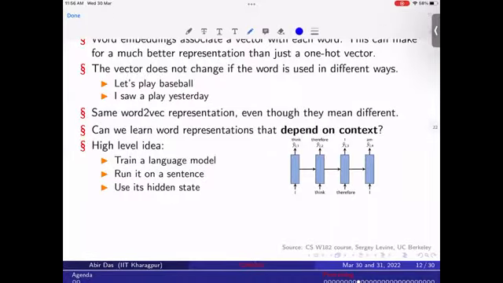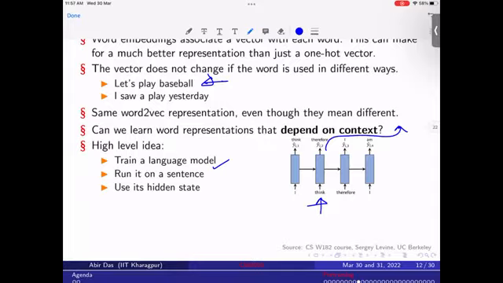So at a high level, how do we do it? Train a language model. You just train a language model. Probably a language model does not seem to have anything to do with it, but suppose you have a language model, and you run a sentence, say "let's play basketball", and you use the hidden state corresponding to this word "play". Suppose this word "play" was the input here. You take the hidden state and use it as your representation.